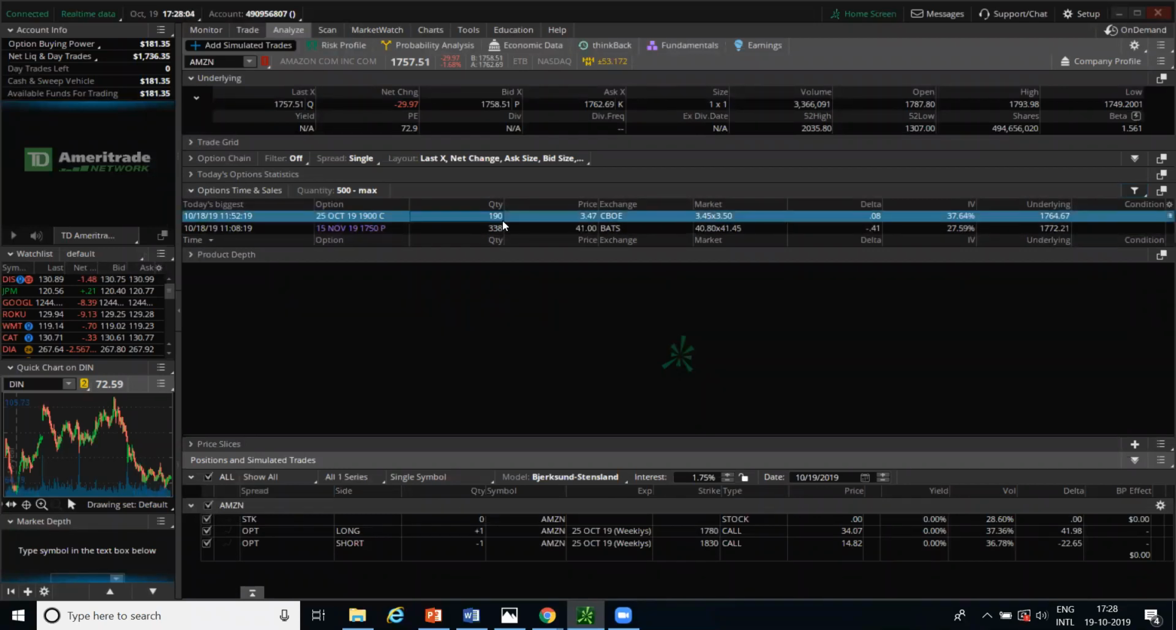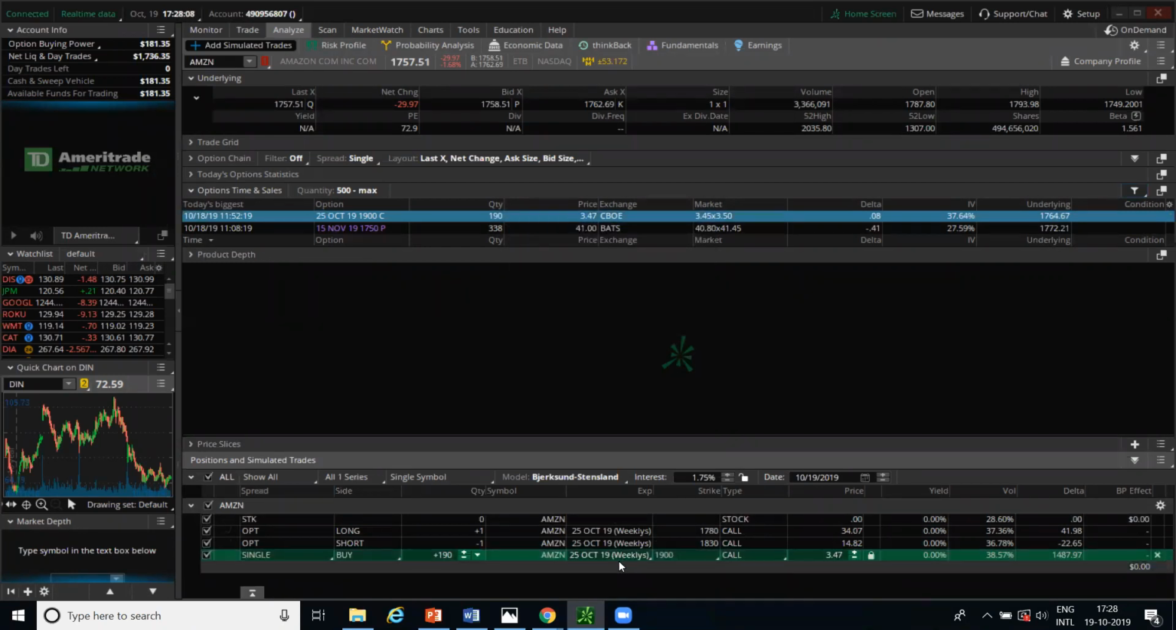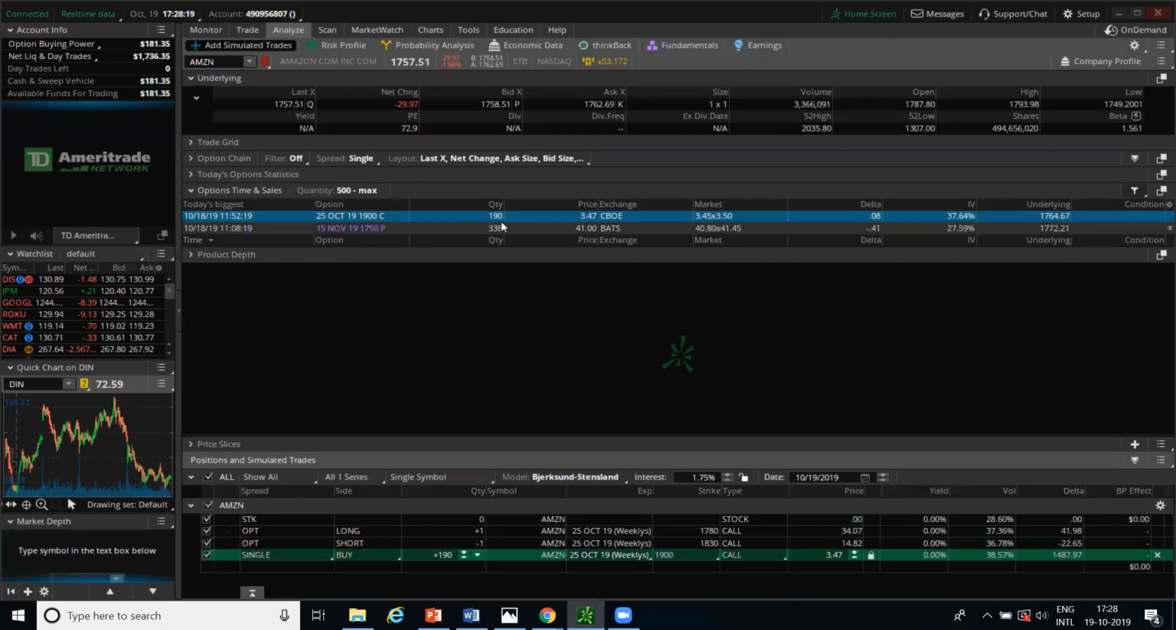Now, if you want to see the details, you can see what exactly happened on that. Was it a spread, or a normal trade, or a single trade? It was a single trade. It was not a spread. Somebody bought 190 calls at a price of 347 for 25th October. Similarly, somebody also bought on 15 November 338, and this is on the exchange.